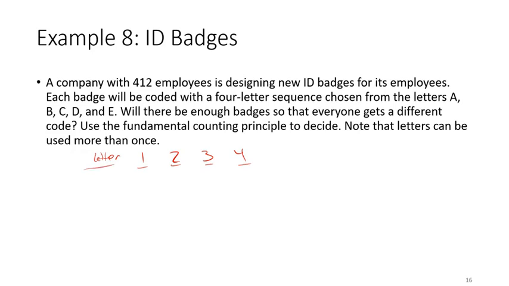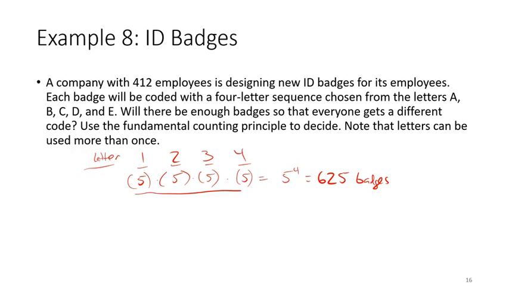For the first letter, you have 5 options, A, B, C, D, and E. For the second letter, you have 5 options. For the third, 5 options. And for the fourth, 5 options. If we multiply all of these together, we get what amounts to 5 to the 4th power. And so there's a possibility of having 625 badges.